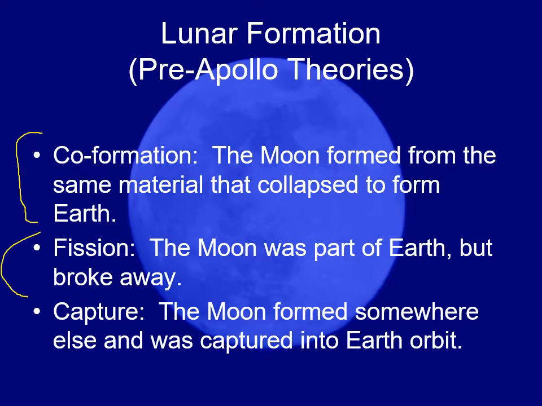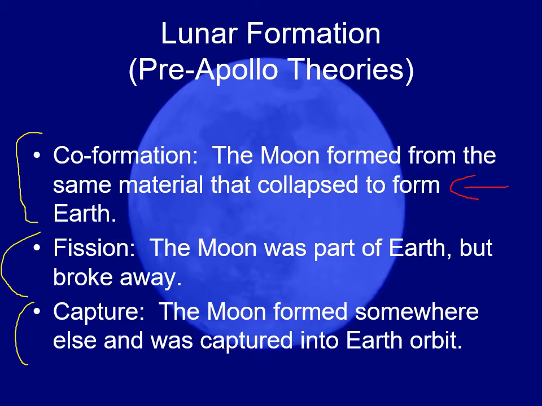At the time that he made that pronouncement, all they really knew about the Pacific was it was huge and very deep. Capture. The idea would be that the Earth formed, however it formed, and then the moon formed somewhere else in the solar system, and as it was passing by, it got caught in Earth's gravity into orbit. Okay, so let's investigate each of these ideas.